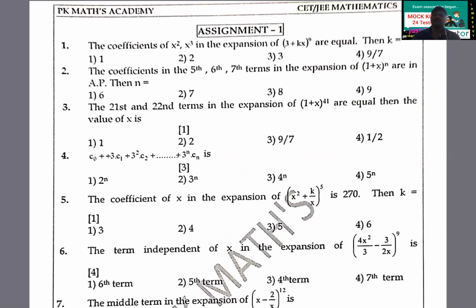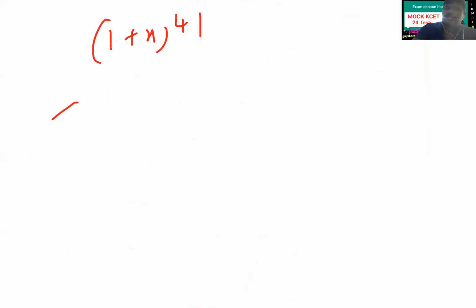Second question, don't do it now, we'll discuss later. Third one, you do. Similar model question. First one and third one are similar models. Second one, afterwards we'll discuss. The 21st and 22nd terms in the expansion of (1 + x)^41 are equal. Then the value of x. The 22nd and 21st terms are equal. T21 is equal to T22.